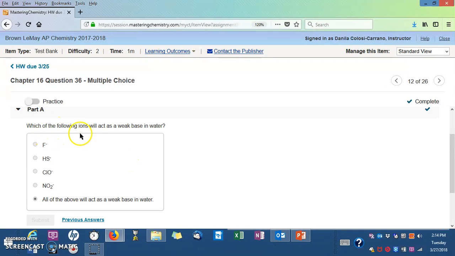So they are saying which of the following ions will act as a weak base in water. Well, if you look at those, every single one of those are weak bases, right? Because this is the weak acid, HF, right? It has lost the H, so it's just a weak base because when it takes the hydrogen, it becomes a weak acid anyway. So all of those actually work.